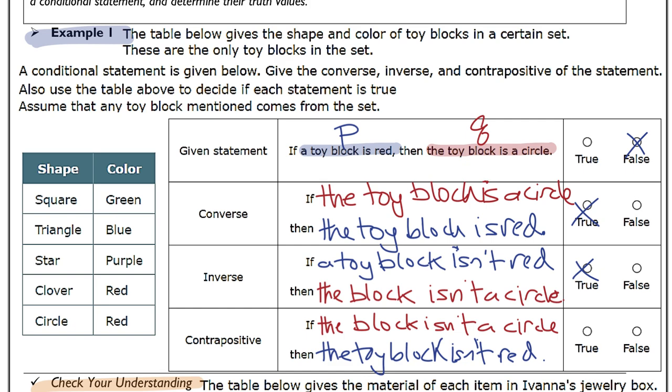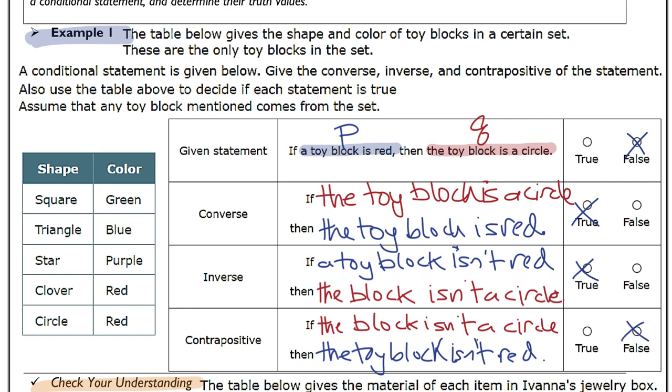The contrapositive is, if the block is not a circle, meaning it's a clover, star, triangle, or square, so it's one of these four, then the toy block is never red. If it's one of these four, then it cannot be red. But if it ends up being a clover, it is in fact red, so this is also false.